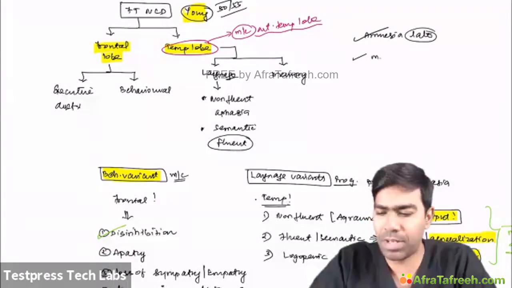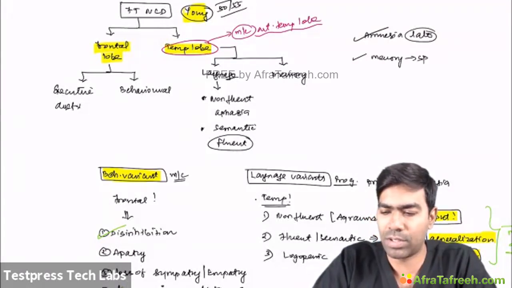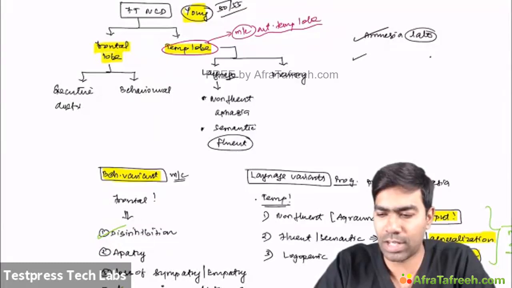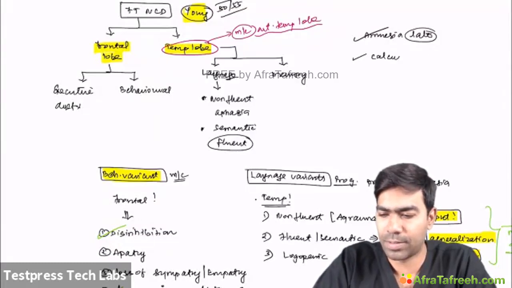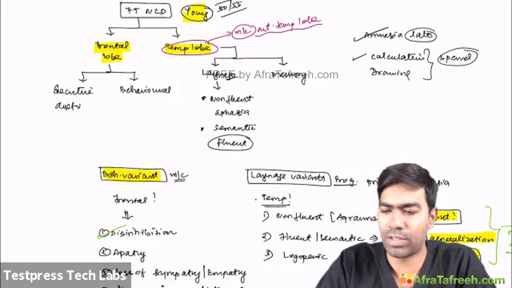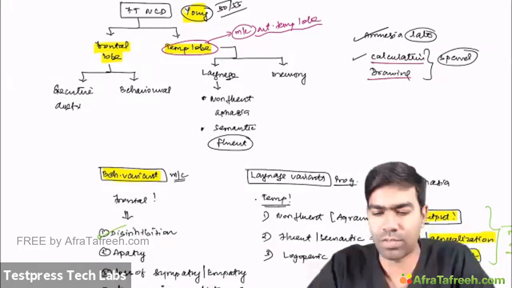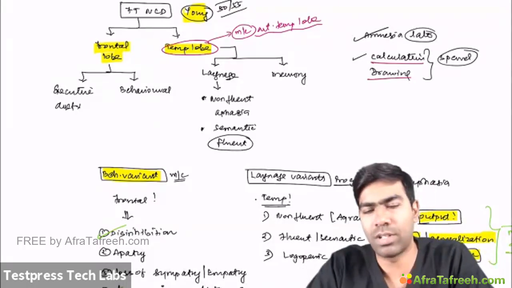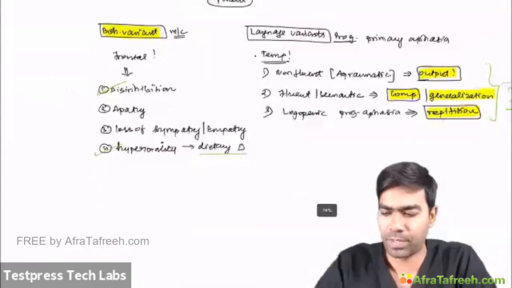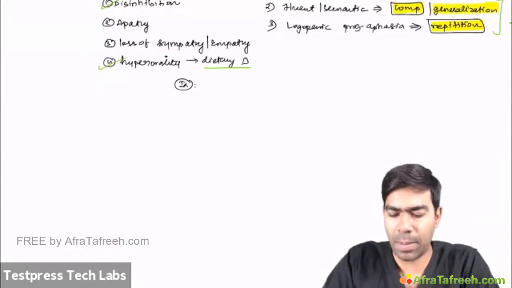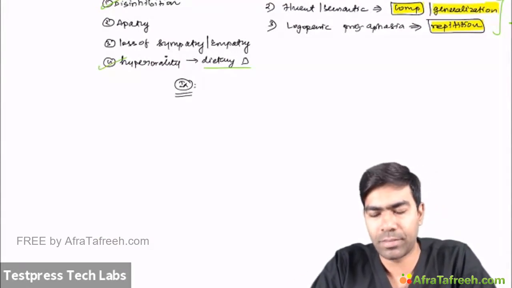At the same time, memory is relatively spared, sorry, not memory, I'm talking about other domains like calculation. All these things are relatively spared. For example, even drawing is relatively spared in the setting of a frontotemporal neurocognitive disorder, because calculation and drawing are functions of the parietal lobe, not the functions of the frontal lobe. That's why they are spared. And as far as the investigations are concerned, typical diagnosis is through brain biopsy only, but that is completely unnecessary. So you are going to diagnose clinically only.